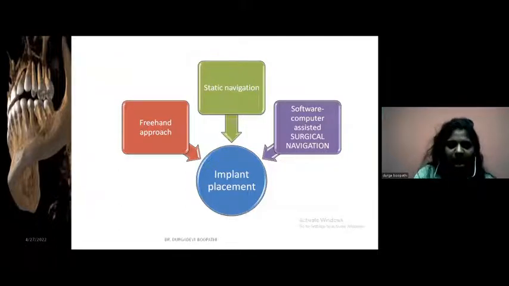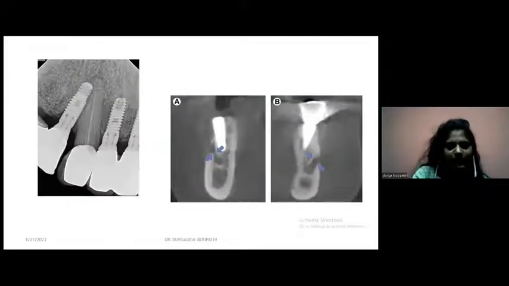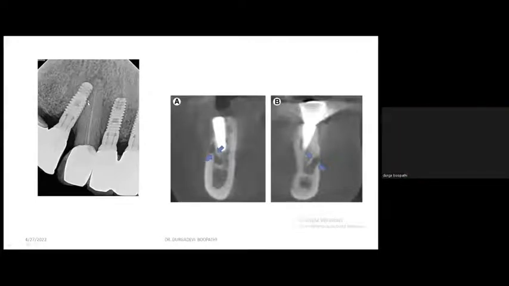So let's see a few of the failures of implant placement. Can you see the implant here which is very much overlapping and has damaged the adjacent natural root also? And we can see it is near to the nerve canal, the inferior alveolar nerve canal, in this section. And all those things cannot be modified with the freehand approach.